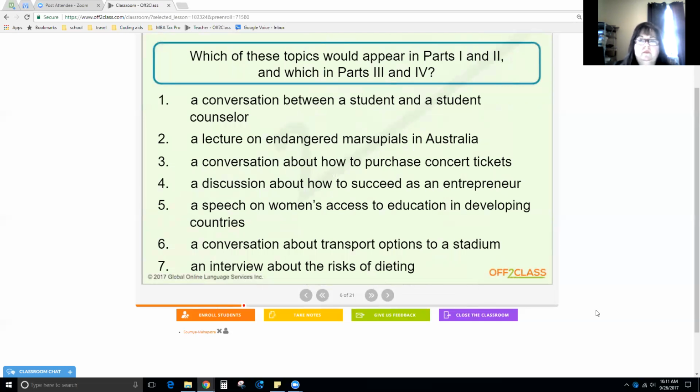Okay. All right, which of these topics would appear in parts 1 and 2, and which in 3 and 4? So the first one we have a conversation between a student and a counselor. What do you think? Part 1. Okay. Number 2, a lecture on endangered marsupials in Australia. 3. Right, that's a monologue. Yeah. A conversation about how to purchase concert tickets. Part 1. Okay, what do we have there?